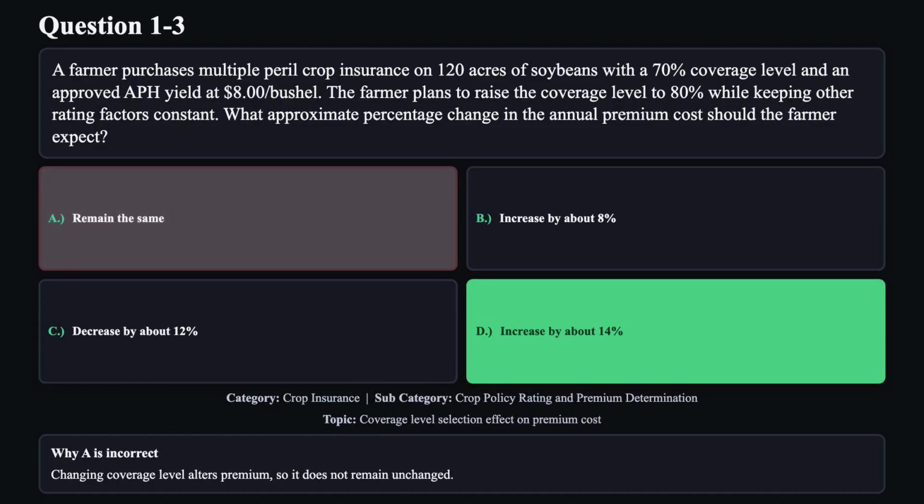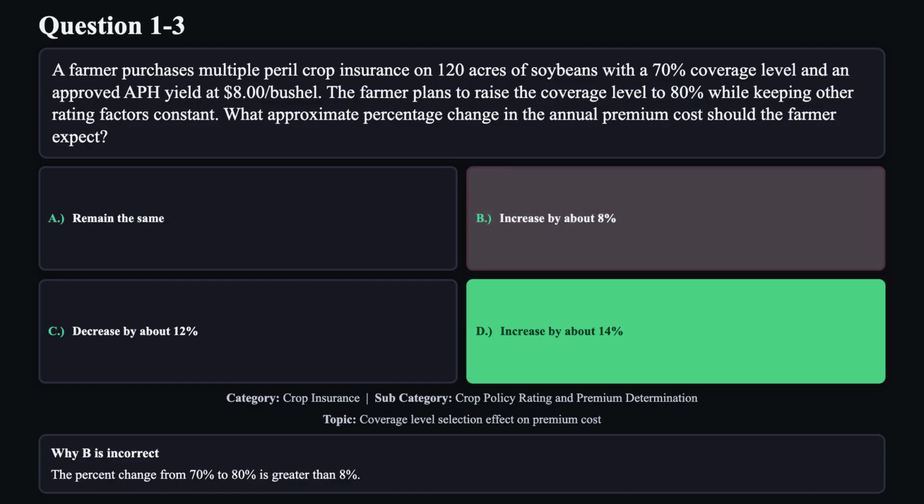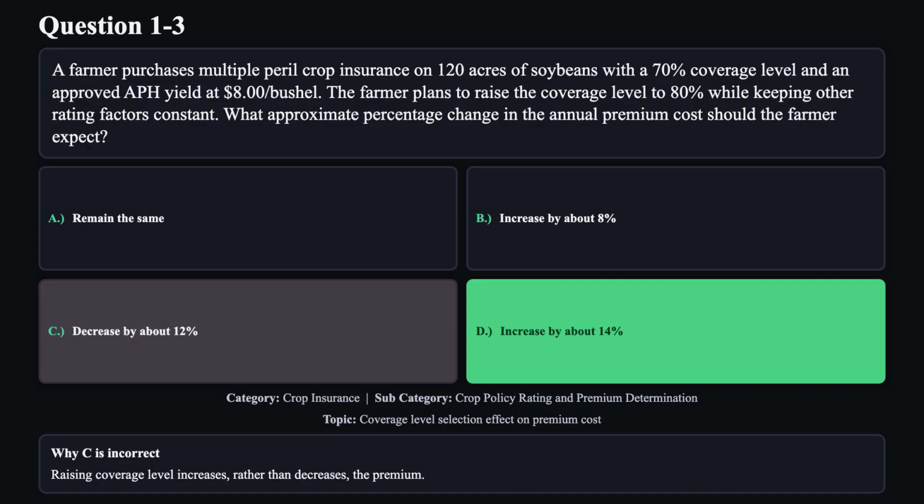Reason A is not correct. Changing coverage level alters premium, so it does not remain unchanged. Reason B is not correct. The percent change from 70% to 80% is greater than 8%. Reason C is not correct. Raising coverage level increases rather than decreases the premium.